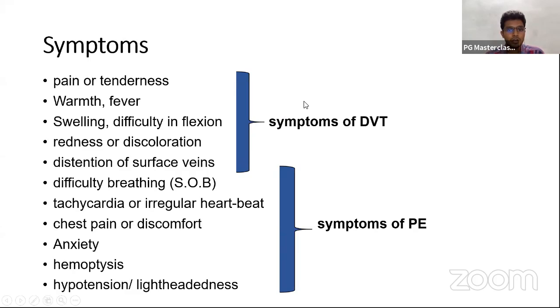Coming to symptoms of deep venous thrombosis, patients may present with pain and swellings which are tender. They are warm. Patient might have complaints of fever, and has difficulty in flexion. The limb is red and discolored. Distension of surface veins is sometimes seen, and patients who have symptoms of pulmonary embolism have difficulty in breathing, tachycardia or irregular heartbeat, chest pain or discomfort, anxiety, hemoptysis, hypotension and lightheadedness.